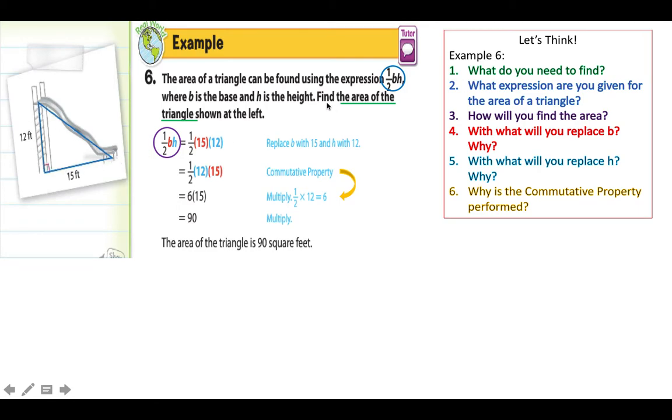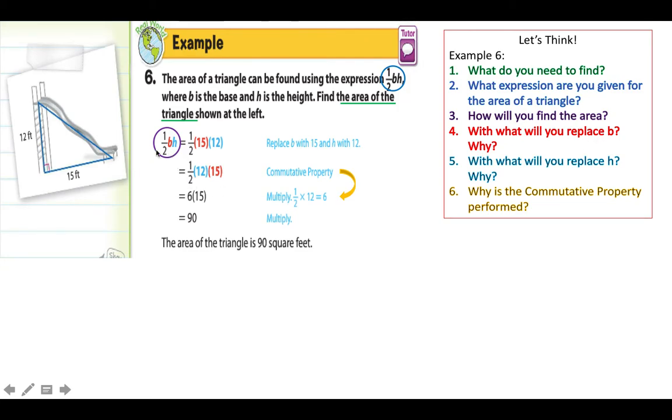The problem is asking us to find the area of the triangle. What expression are you given to find the area of the triangle? Well, it's up top. It's 1/2 times b times h, where b is the base and h is the height. How will you find the area? Well, we're going to take that expression and replace the b and the h with their known values. So, with what will you replace b?